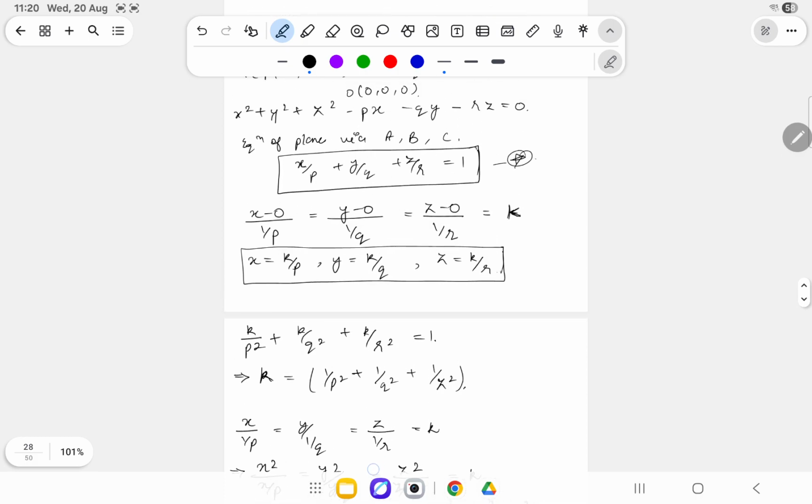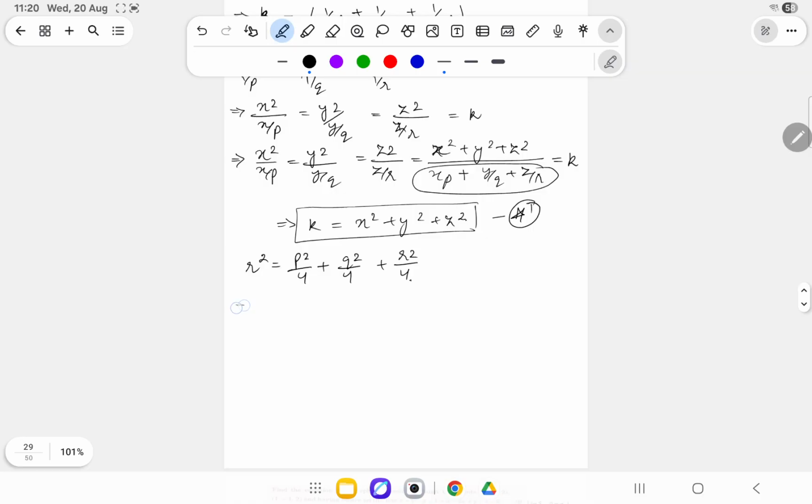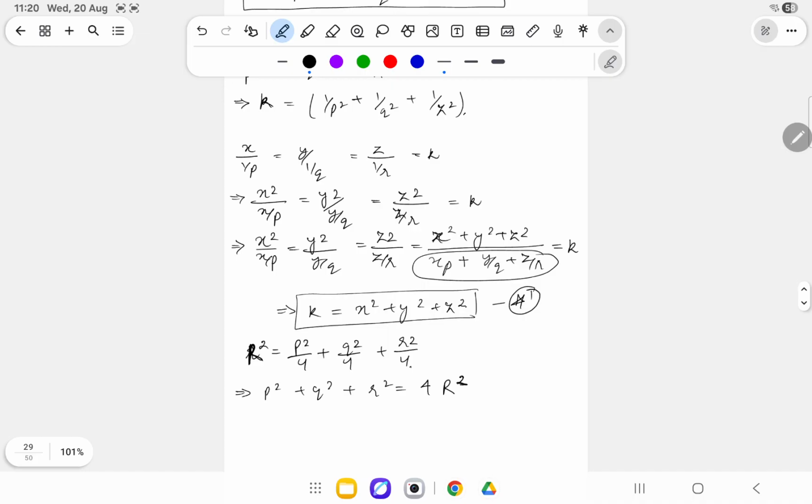center of sphere will be, radius from here will be minus p by 2, so it will be p square by 4 plus q square by 4 plus r square by 4. So from here I got p square plus q square plus r square equals to, let's name, just for time being, let's write radius as capital R, otherwise it will create some confusion, equals to 4 capital R square. So I got it as equals to 4 capital R square.